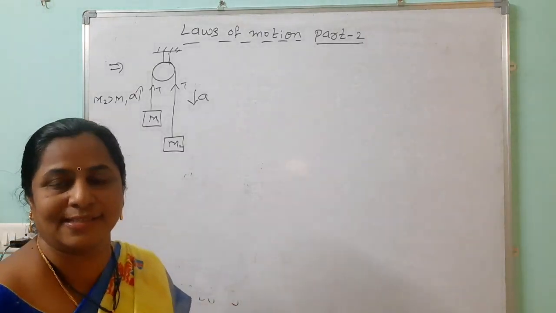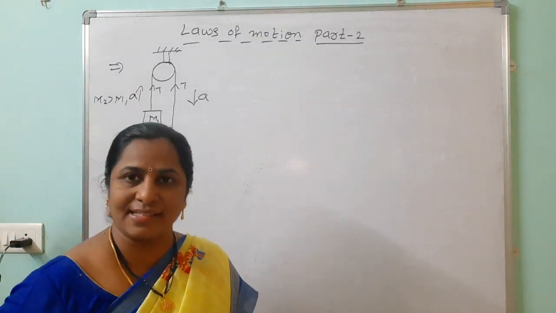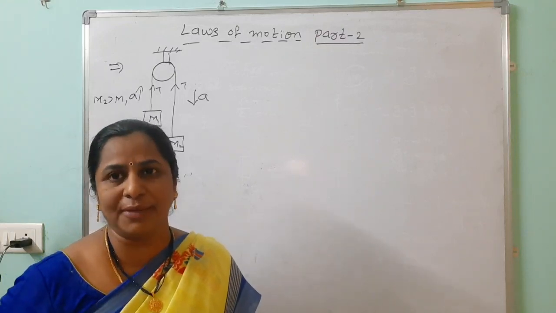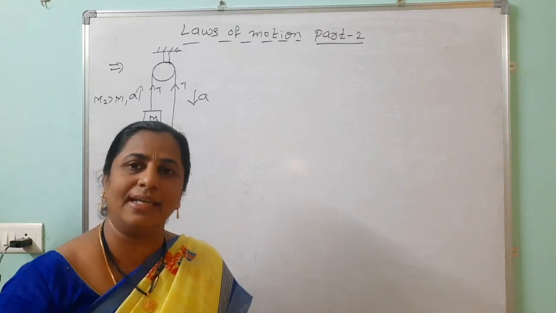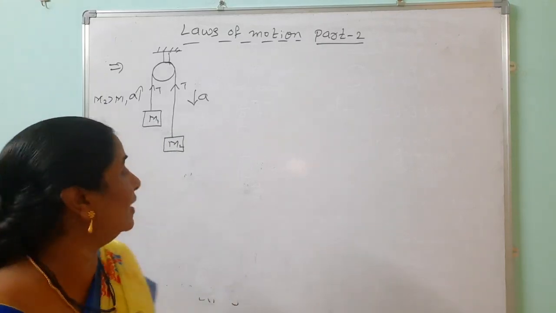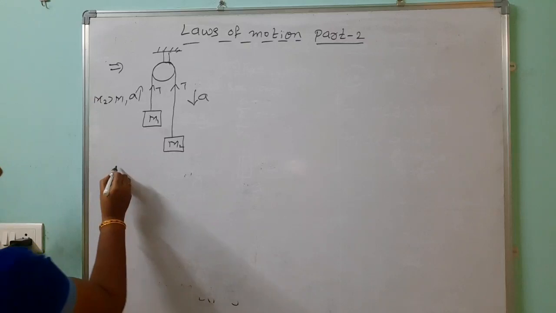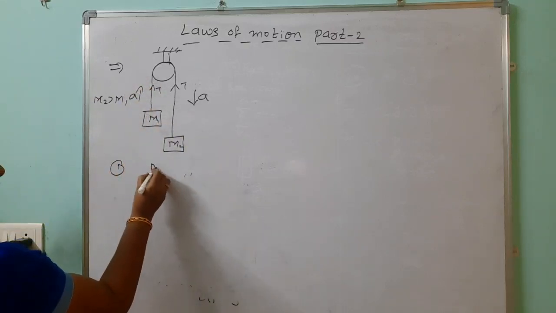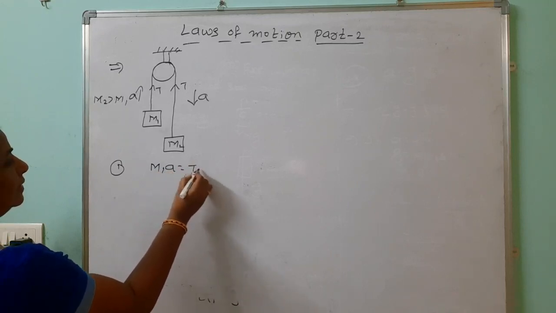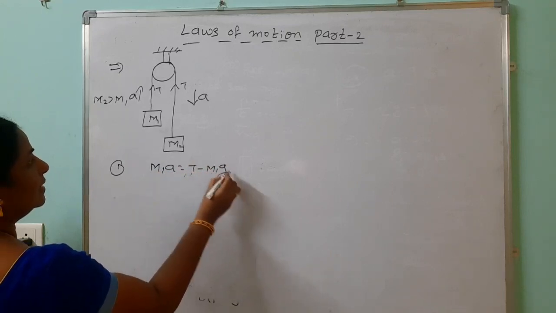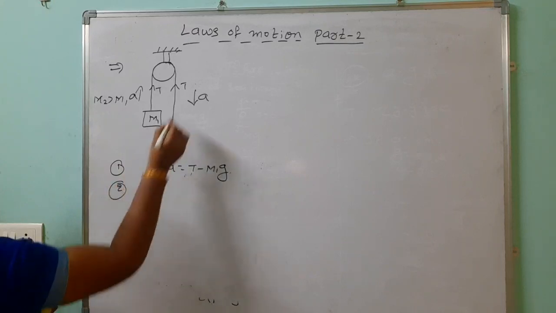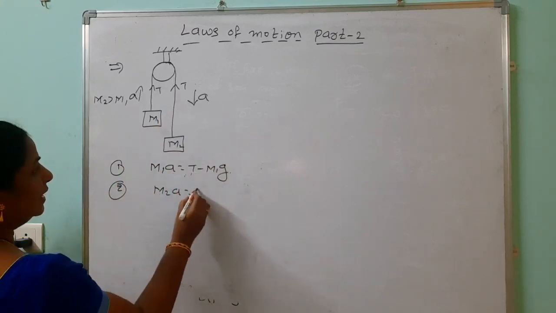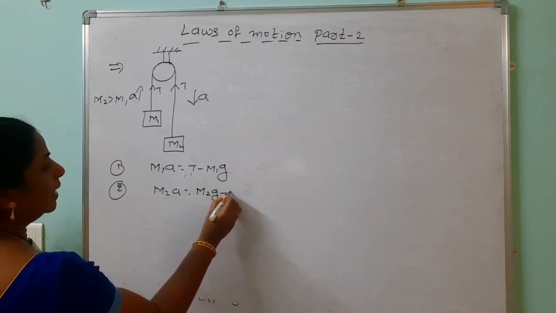So in this case, what is the expression for acceleration and what is the expression for tension? First of all, we go through the free body diagrams, then we can calculate the tension and acceleration. Look here, for the first body, acceleration is acting upwards. We can take m1a equals T minus m1g. Second body is coming downwards, so m2a equals m2g minus tension.